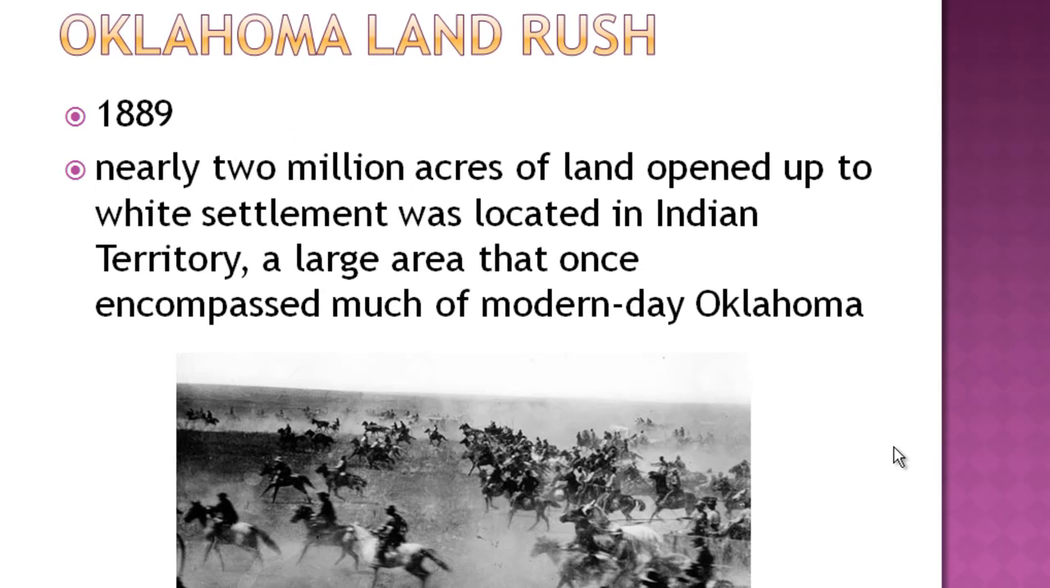In addition to that, in 1889, the United States government decided to designate nearly 2 million acres of land for settlement. This was located in Indian Territory, and it was a large area that once encompassed what is now Oklahoma. It was called the Oklahoma Land Rush. If you've ever seen the movie Far and Away, in the beginning of that movie, there is a scene from the Oklahoma Land Rush.